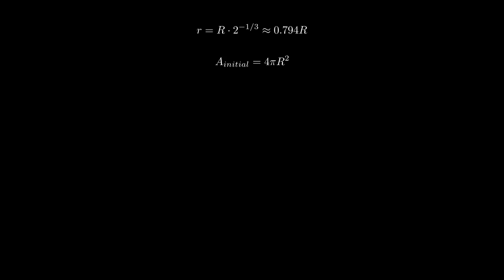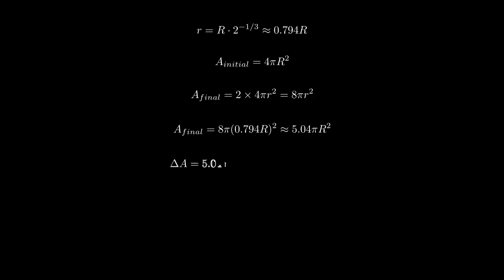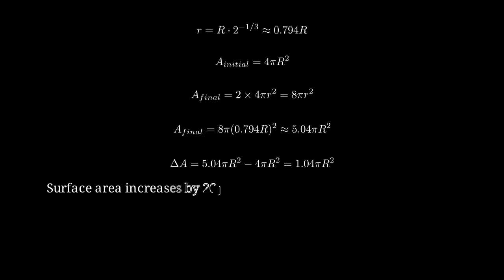The initial surface area is 4 pi r squared. The final surface area is 8 pi r' squared for both droplets combined. Substituting, the final area is approximately 5.04 pi r squared. The change in area is 1.04 pi r squared, a 26% increase. So division increases surface area by 26%, requiring energy input from somewhere. The energy cost is gamma times 1.04 pi r squared.